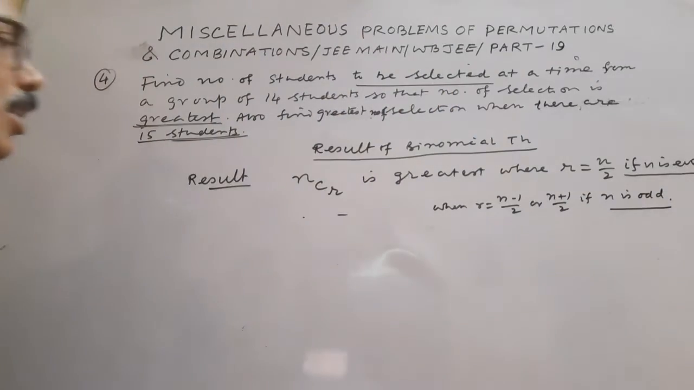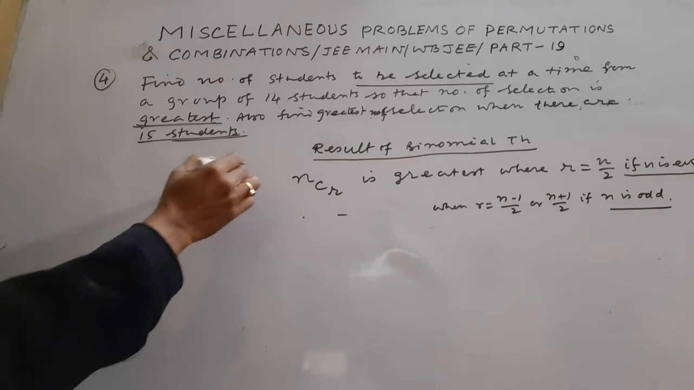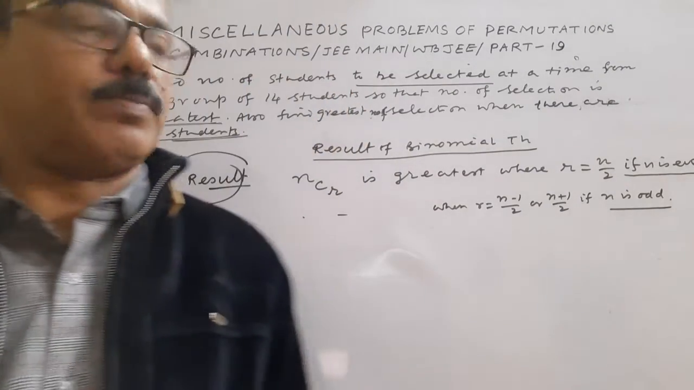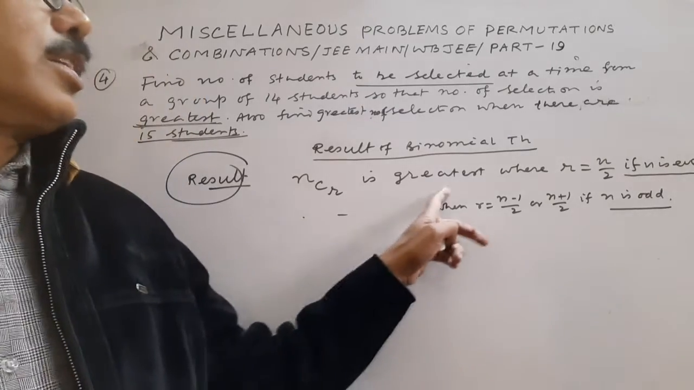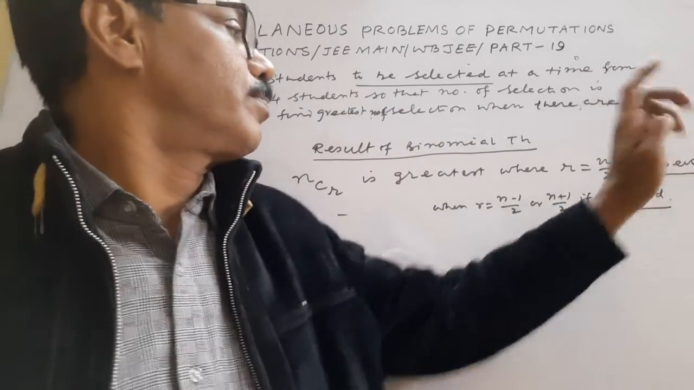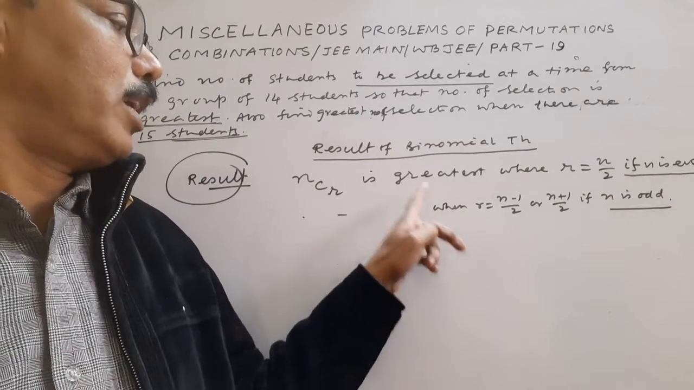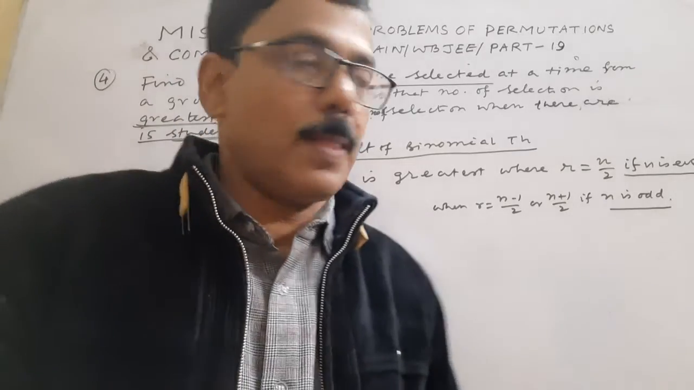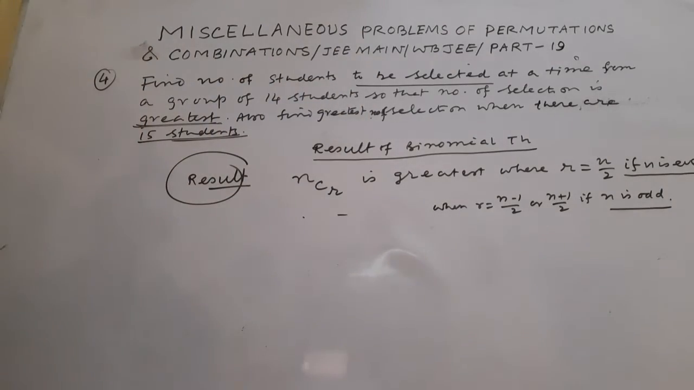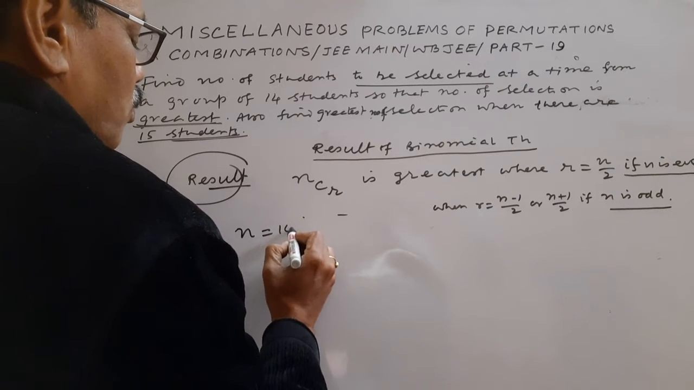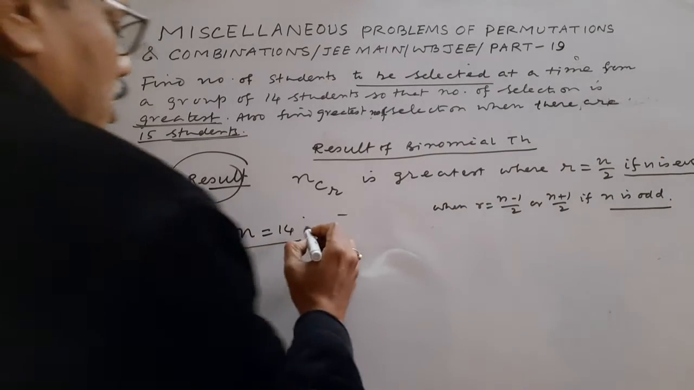So this is our theory. You have to remember. Greatest value of NCR: NCR is greatest when r equals n by 2, n is even. And when n is odd, there are two possibilities. Now look, n equals 14. So this is even.